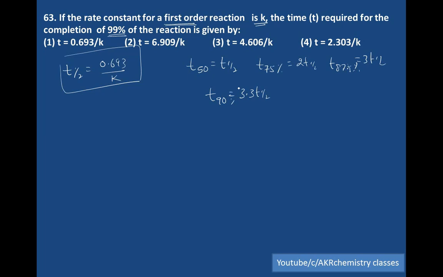I have given every concept in the YouTube channel, CAKR chemistry classes. You can go through that chemical kinetics part. T 99% is always equal to 6.6 half lives. So they asked for T 99%. Therefore, T 99% is equal to 6.6 times T half, which is 0.693 divided by K. That is equal to 4.6 by K. So which is the right option? Option C is the right answer. Note it down.